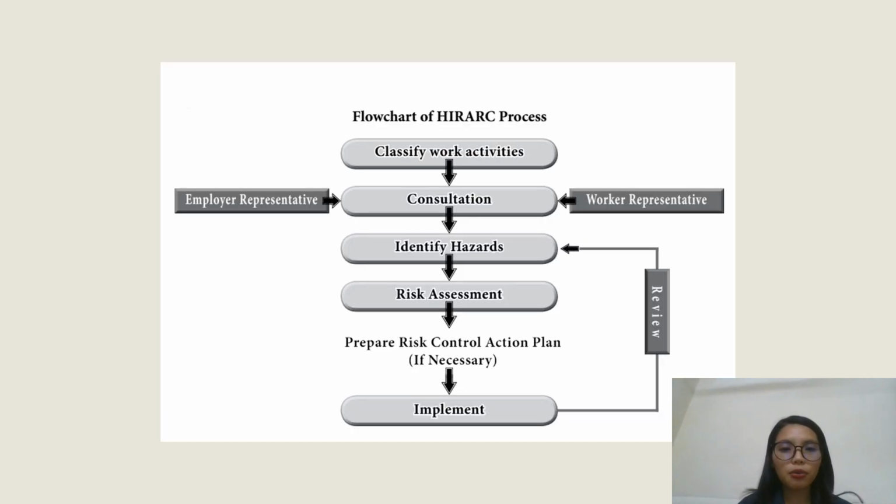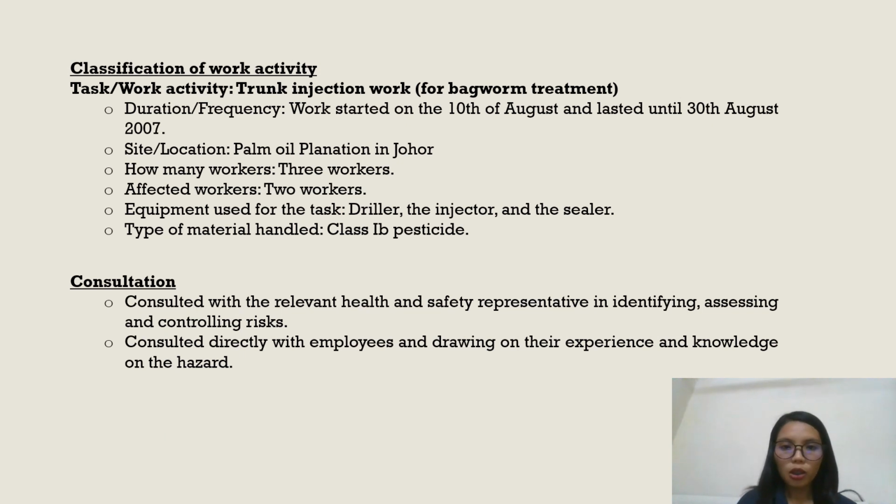So here is the flow chart of the HIRARC process. The process started with the classification of the work activities, followed by the consultation, identification of the hazard, risk assessment, and last but not least, the implementation.